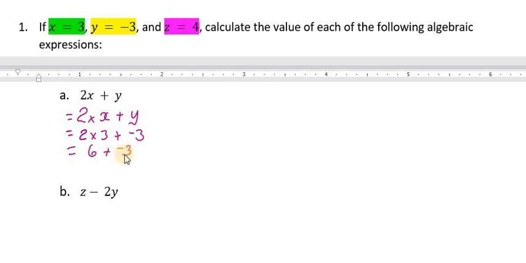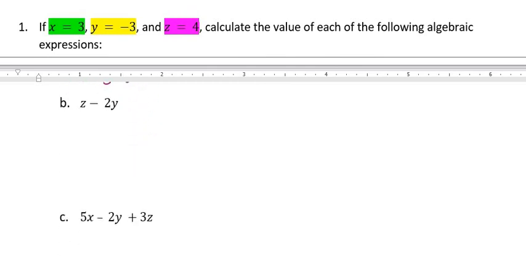So we're adding two numbers with different signs. We're adding 6 to negative 3. Since they have different signs, we will subtract, so we get 3. I will keep the sign of the bigger number. And so that's going to be positive 3.